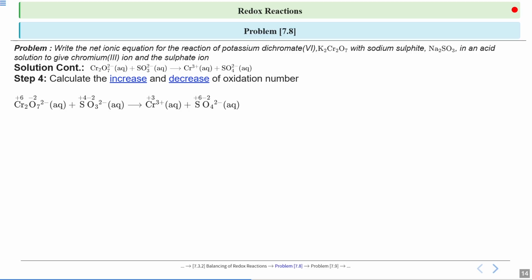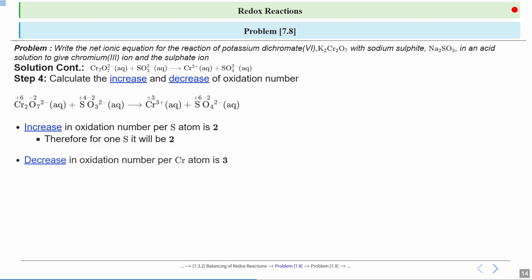So you can clearly see here in the reaction, if you look over to the sulfur first, in sulfur it is going from +4 to +6. That means if we consider the increase in the oxidation number per sulfur atom, it is 2. While if we look over the chromium, we will also find it. So for one sulfur atom, it will be 2. And if we consider the decrease in the oxidation number per chromium atom, it is 3. Therefore, for 2 chromium, it will be 6.